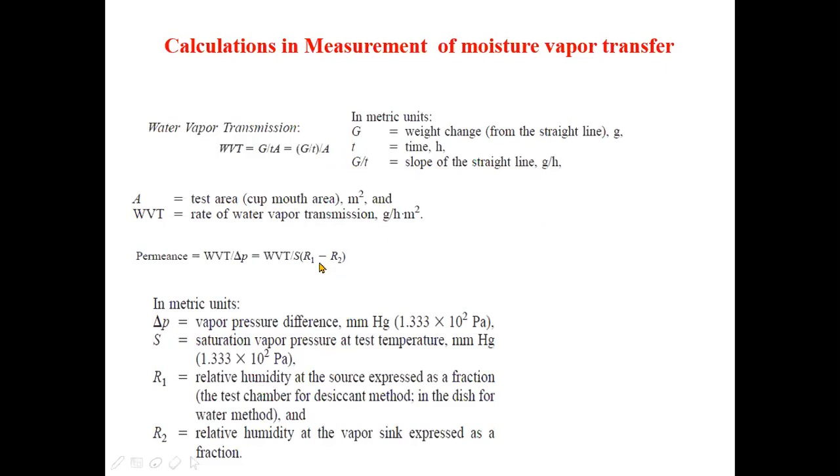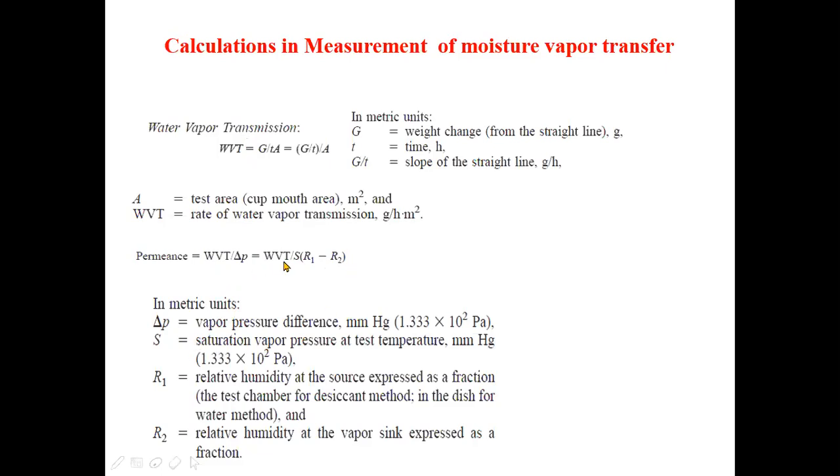Now this water vapor transmission WVT will be given by G divided by T into A. I have already explained what is the meaning of G, T, and A. Now permeance will be equal to water vapor transmission divided by delta P. What is delta P? Delta P is the vapor pressure difference and it is expressed in terms of millimeter of mercury column. Then this delta P is again equal to S into R1 minus R2.